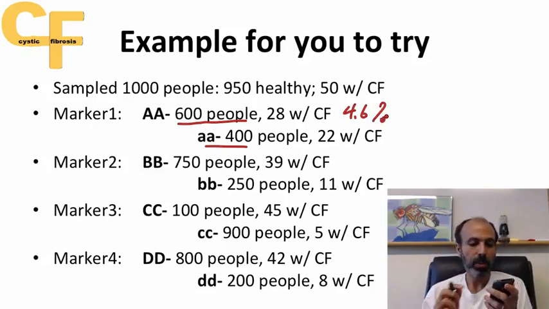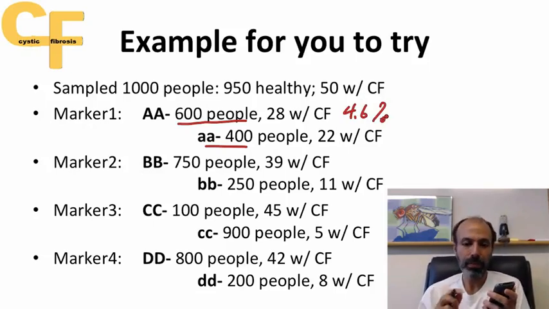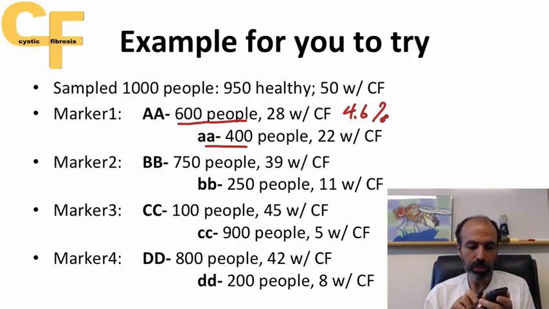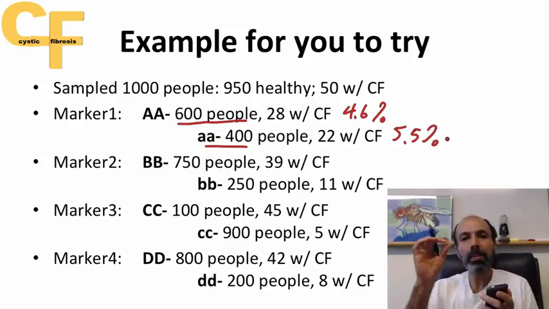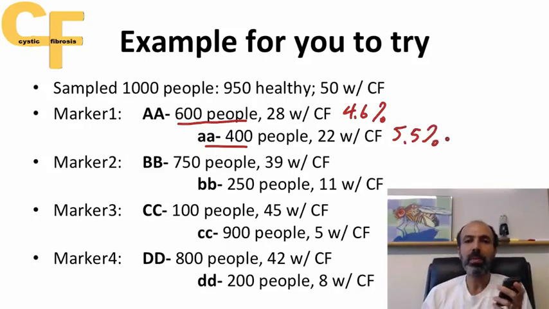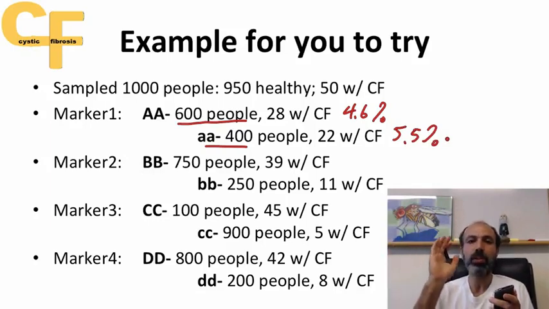Okay? So what about for little a? Well, we've got 22 divided by 400. That is 5.5%. So maybe there's a little hint of an association, maybe not. That could just be random. Again, we're not going to worry about the statistics. I just want you to look for where's the strongest association.